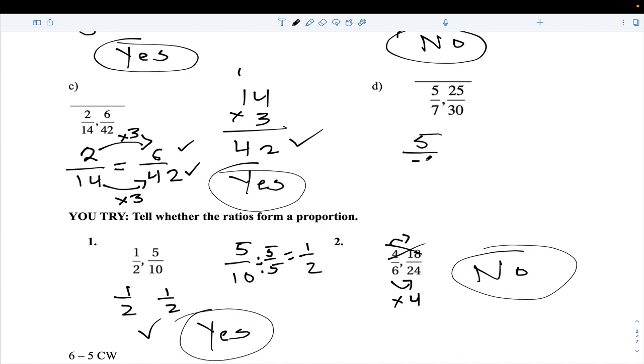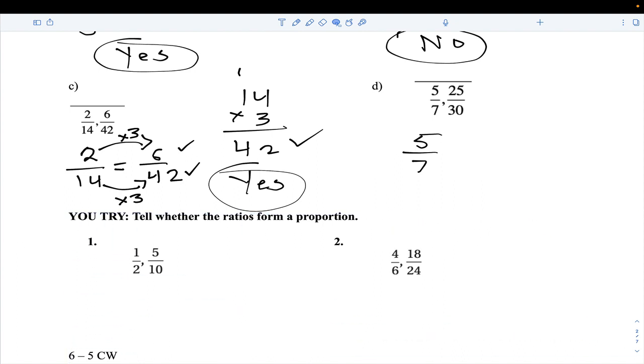Let's try one more time with a multiplication method. Could you simplify 25/30ths and use that method? Sure. Do you have to? No, because I'm going to show you 2 more shortcuts. 5/7 is equal to 25/30ths.